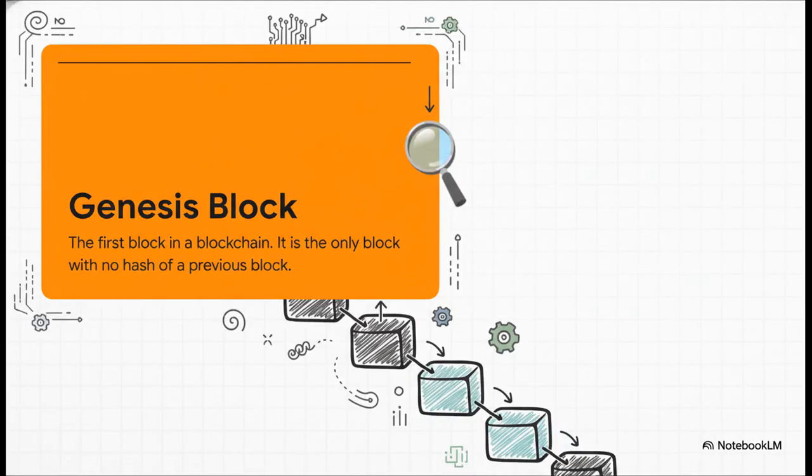And of course, every chain has to start somewhere. That's the Genesis block. It is the very first one, the anchor for literally everything that comes after. And what makes it so special is that it's the only block in the entire chain that doesn't point back to a previous block, because, well, there wasn't one.